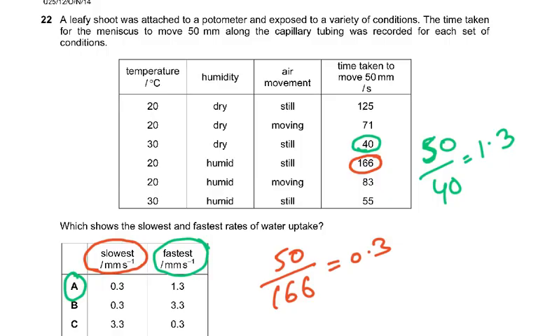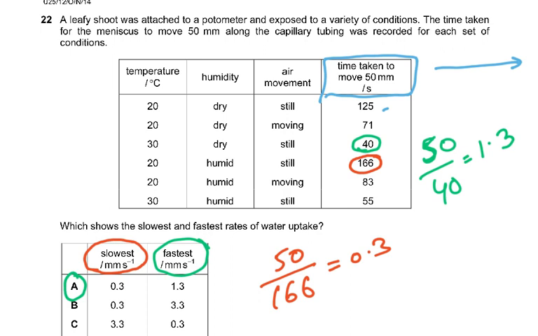A leafy shoot was attached to a potometer and exposed to a variety of conditions. The time taken for the meniscus to move 50 millimeter along the capillary tubing was recorded for each set of conditions. So we've got all these different temperatures, humidity, air movement, and time taken to move 50 millimeter. Now this was the point that you have to look at very carefully. It moved 50 millimeter in how many seconds? 125 seconds, 71, 40, 166, 83, and 55 seconds, which shows the slowest and the fastest rate.